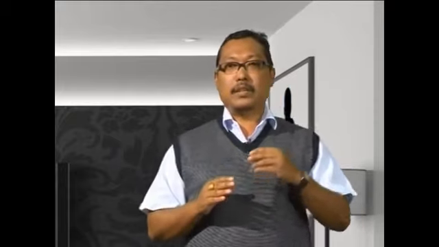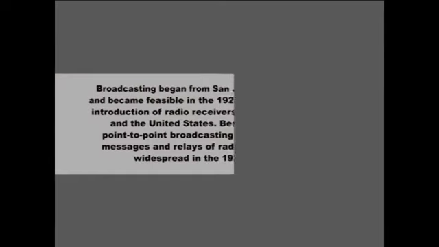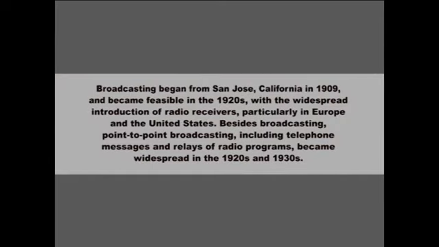Radio was used to pass on orders and communications between armies and navies on both sides in World War I. Germany used radio communications for diplomatic messages once it discovered that its submarine cables had been tapped by the British. The United States passed on President Woodrow Wilson's 14 points to Germany via radio during the war. Broadcasting began from San Jose, California in 1909 and became feasible in the 1920s.